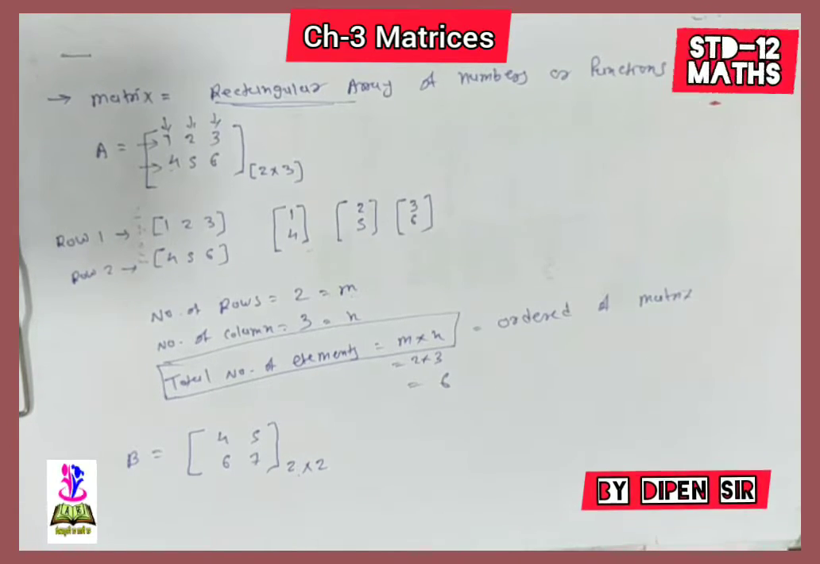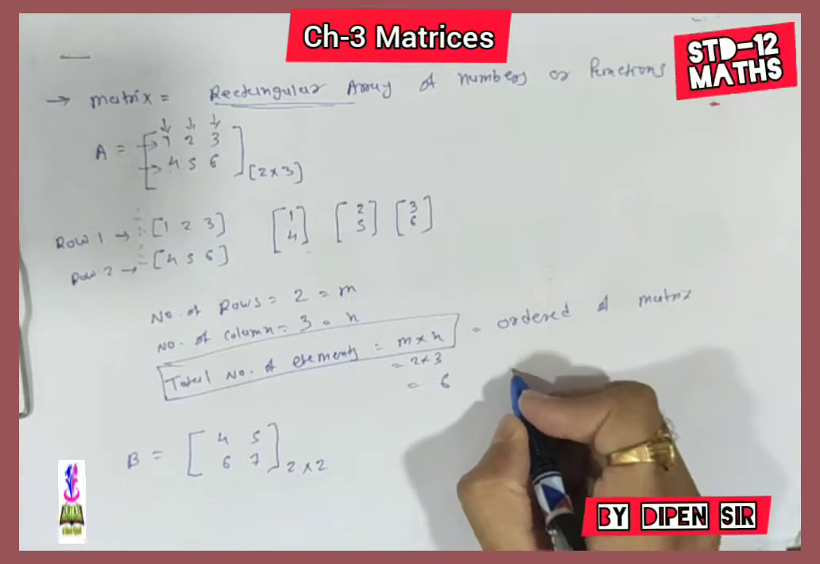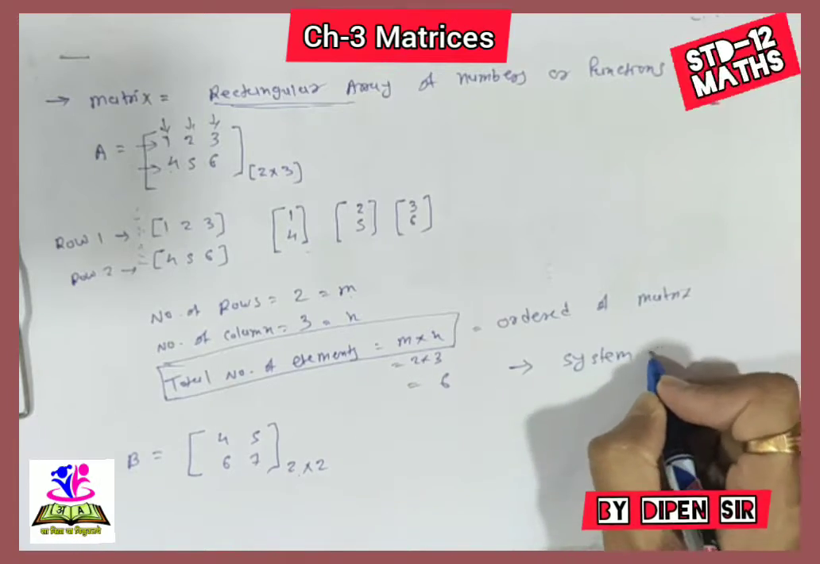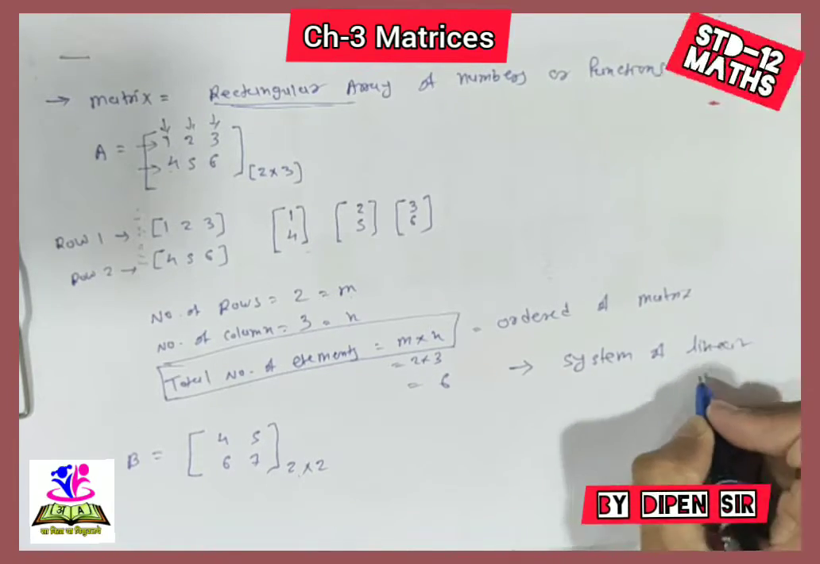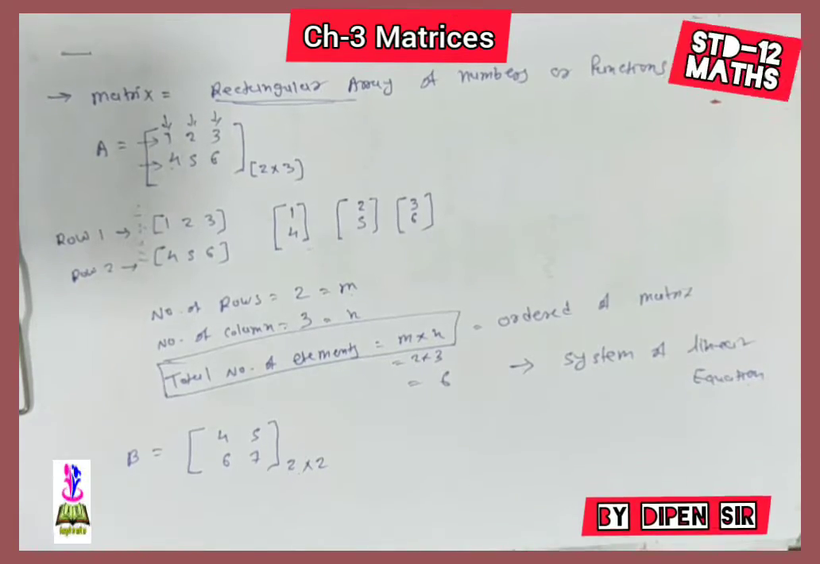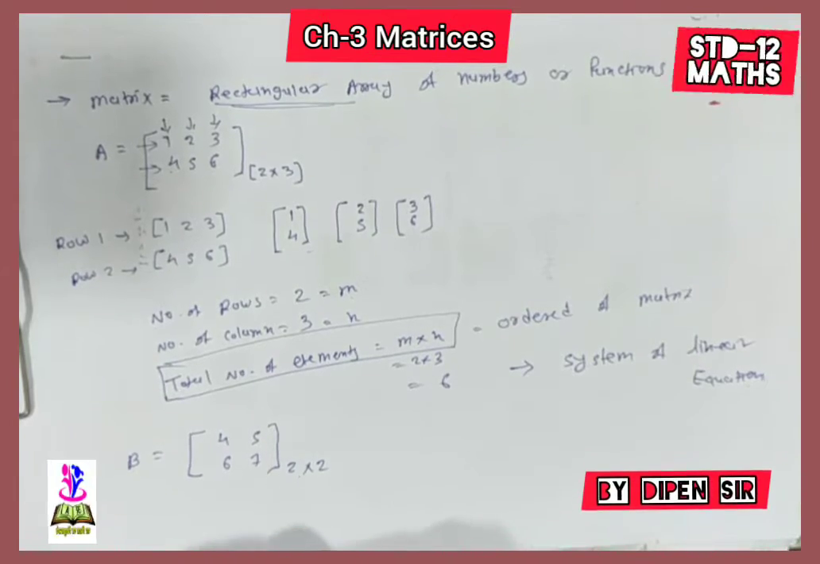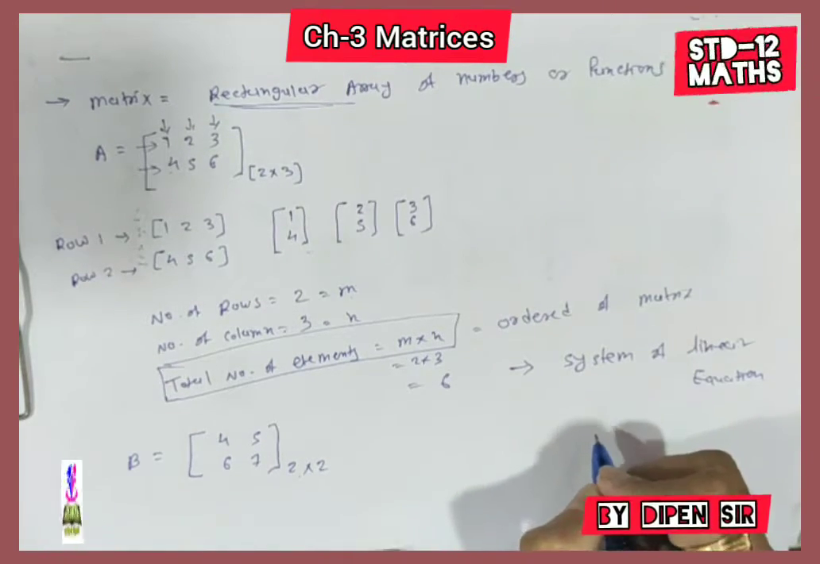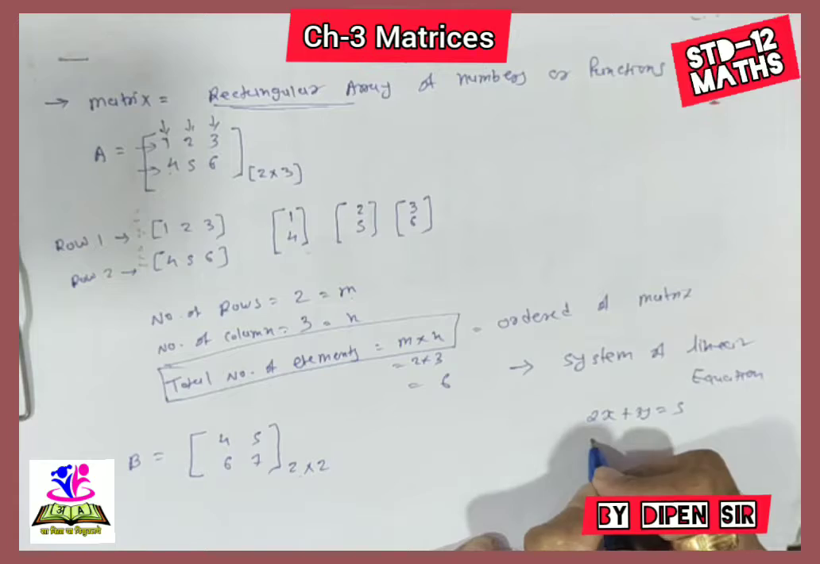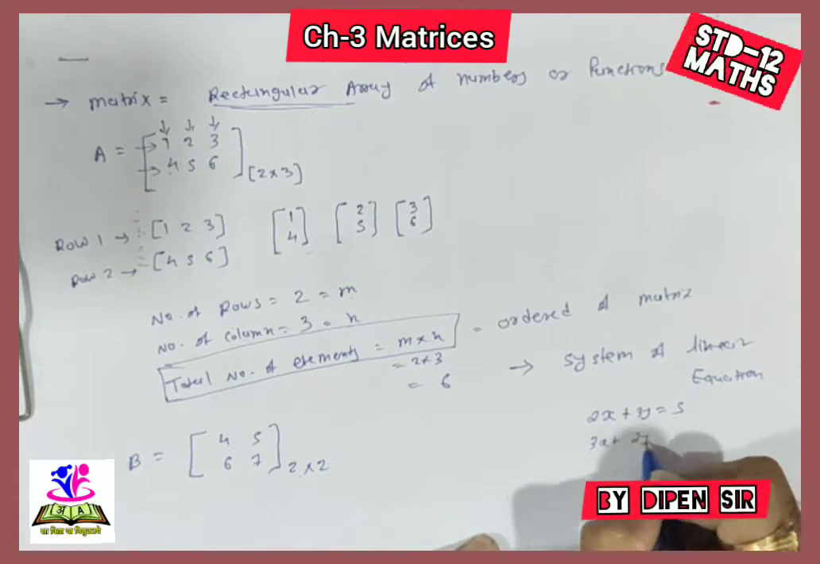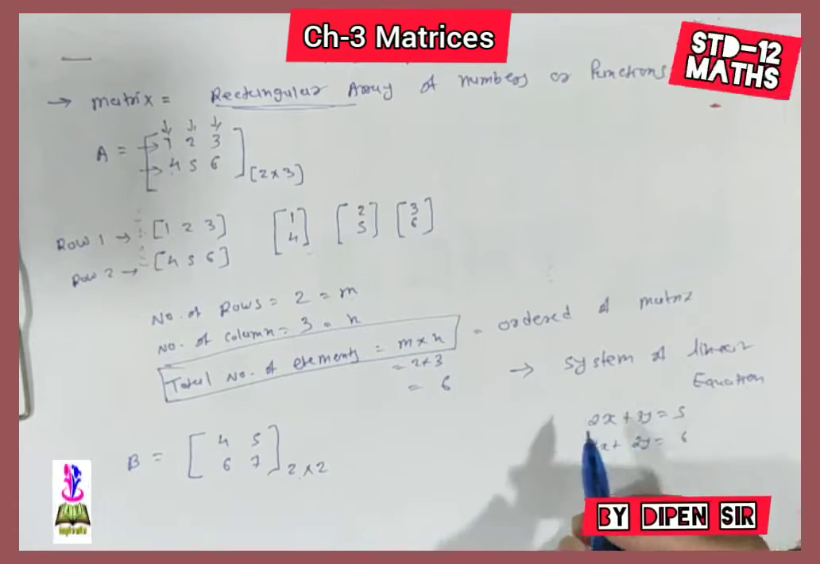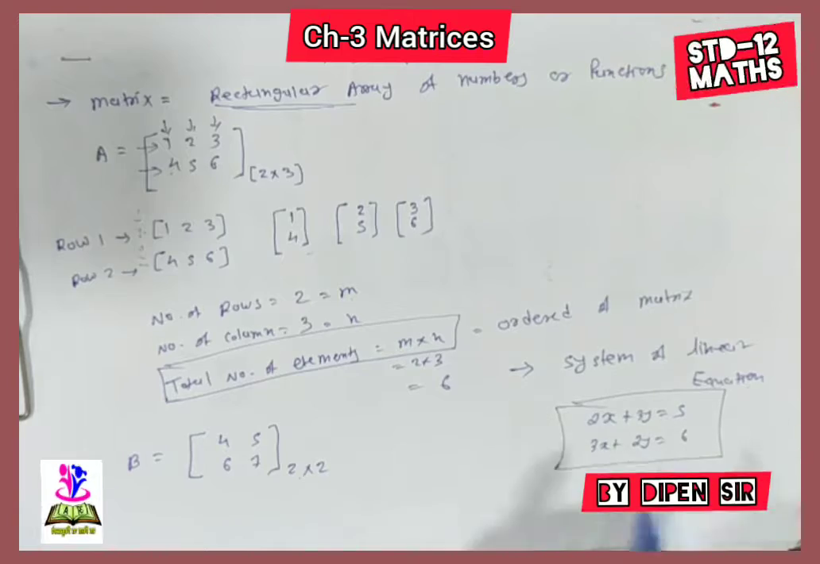Now where is this matrix used? The matrix is normally used in system of linear equation. To solve the system of linear equation, the matrix is used. For example, let us now consider pair of linear equation. Suppose 2x plus 3y equal to 5 and 3x plus 2y equal to 6. This is the linear equation, pair of linear equation. For the solution of this type of linear equation, normally matrix is used.